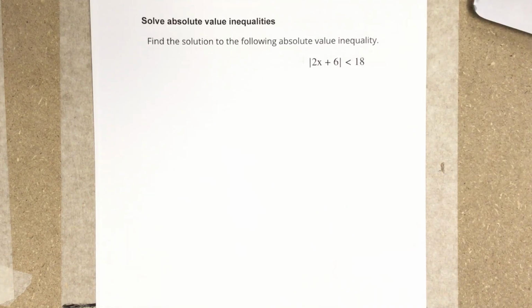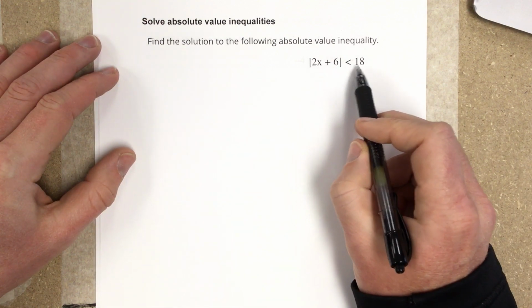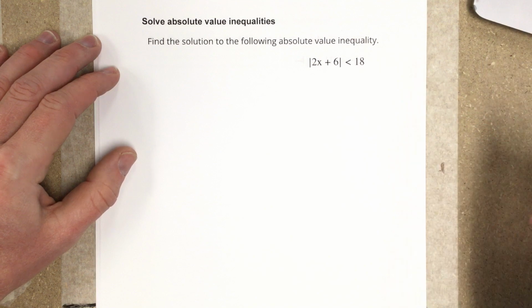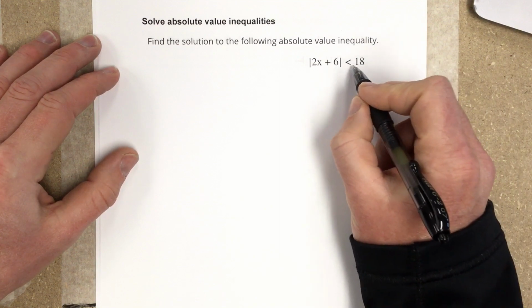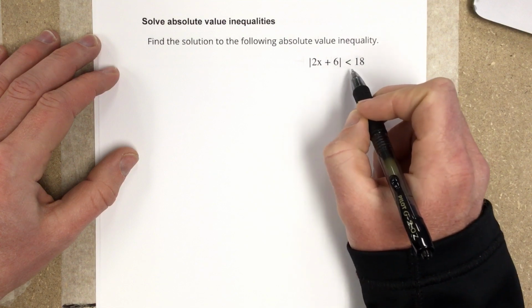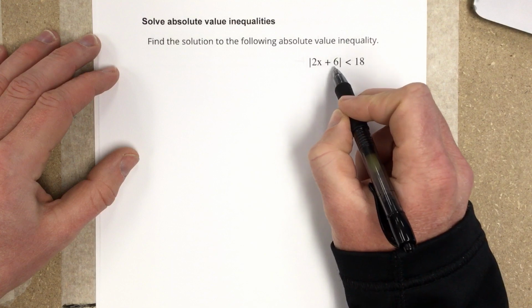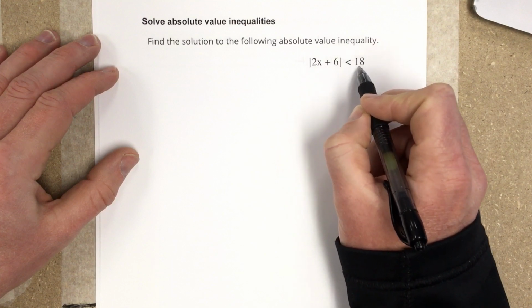In this video, we're going to solve absolute value inequalities. It says find the solution to the following absolute value inequality. And they give us the absolute value of 2x plus 6 is less than 18. So this whole less than 18 part is telling us that we want to be a certain distance from 0. So we have absolute value of 2x plus 6 being less than 18 from 0.